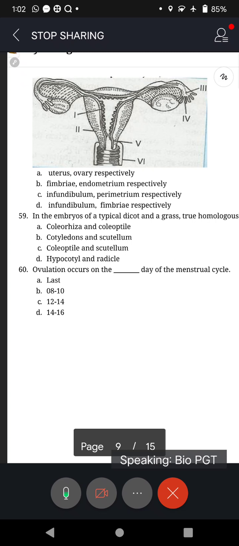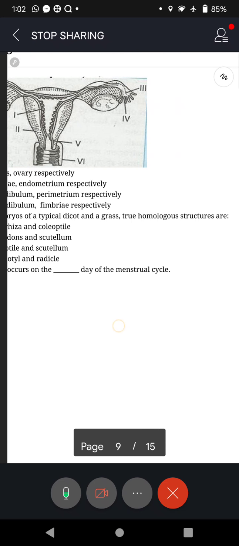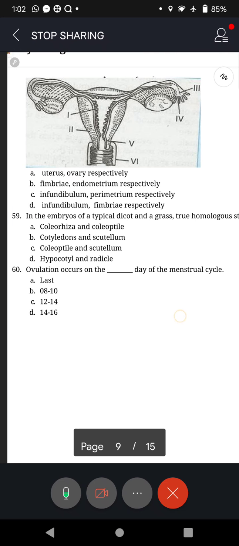In the embryos of a typical dicot and a grass, true homologous structures are: A, coleorhiza and coleoptile. B, cotyledons and scutellum. C, coleoptile and scutellum. And D, hypocotyl and radicle. So what should be the answer? Yes. Is it A?